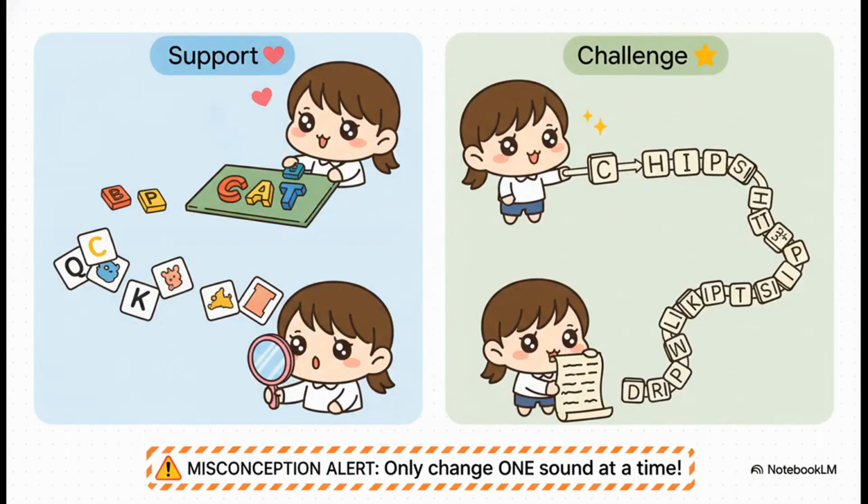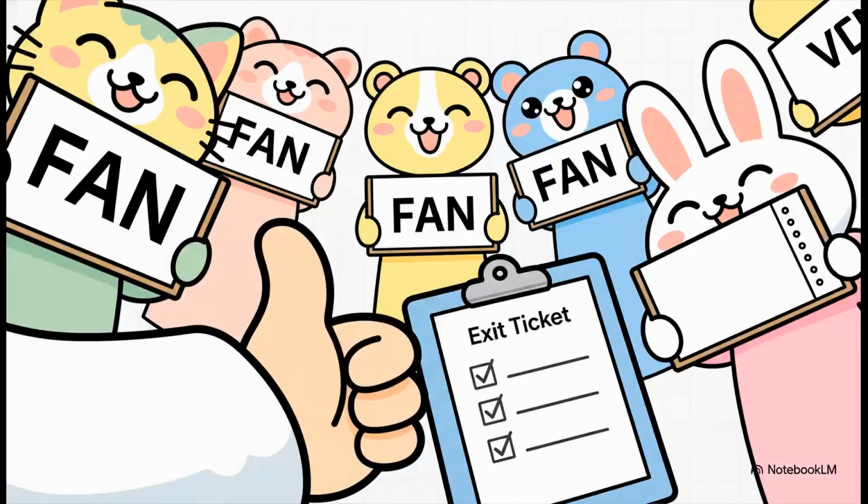For students who need support, get those letter tiles out. Let them physically move the letters. And don't forget those mirrors. It really helps them see how their mouth forms the sounds. For a challenge, you could move into blends like changing ship to chip, or even have students create their own word chains. And here's a big one to watch out for. Make sure every student is only changing one sound at a time. That's the whole point.